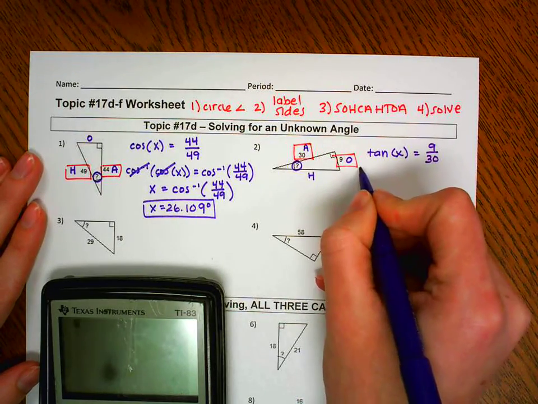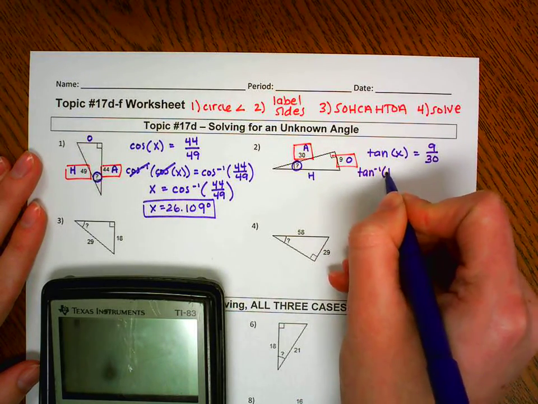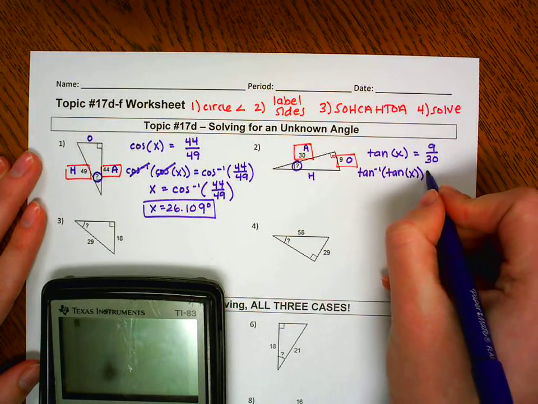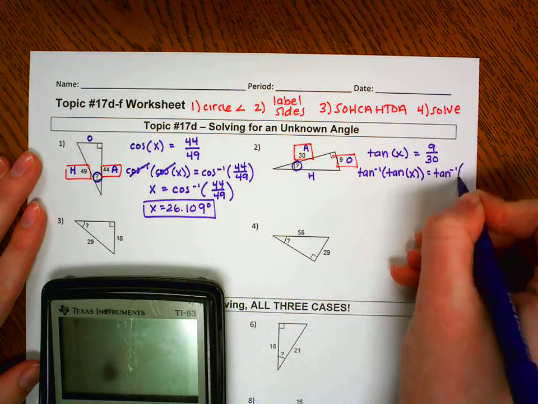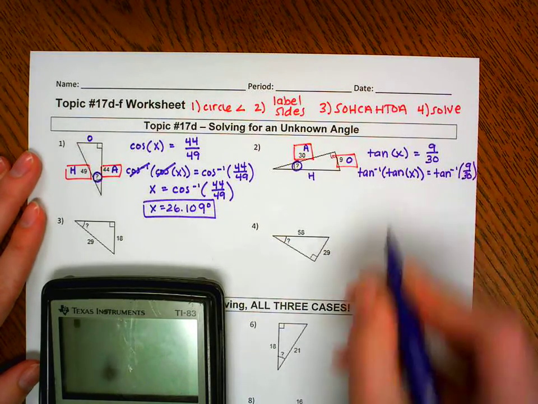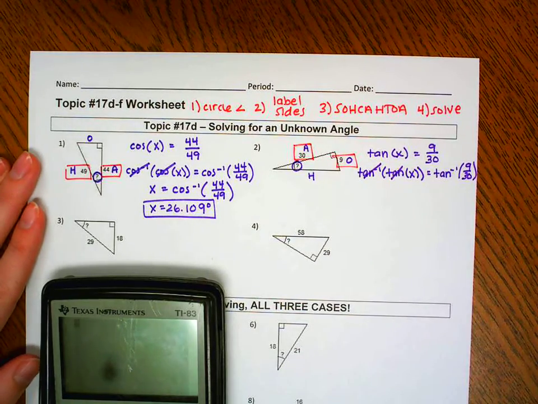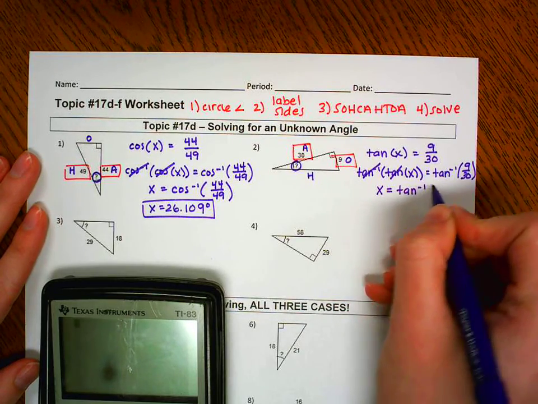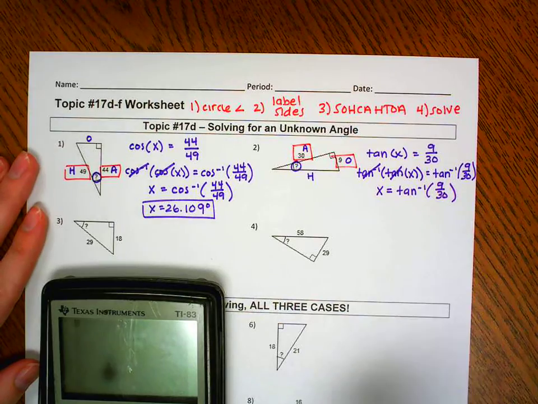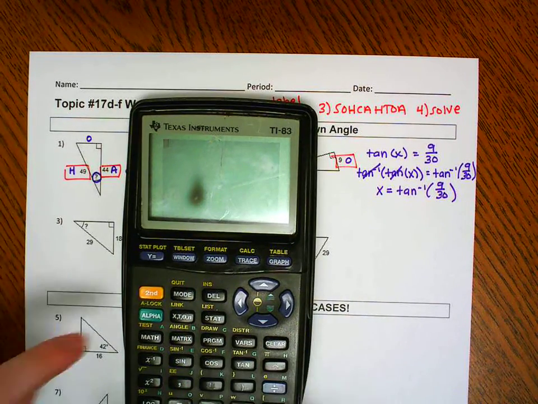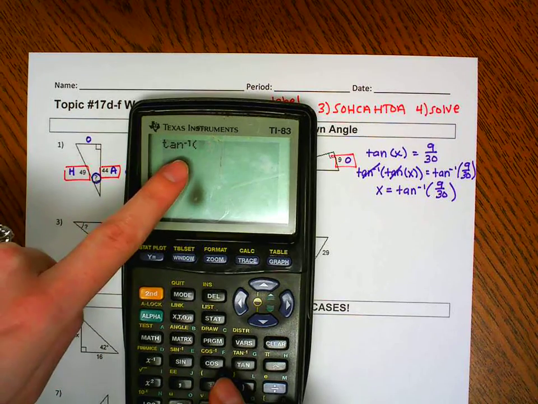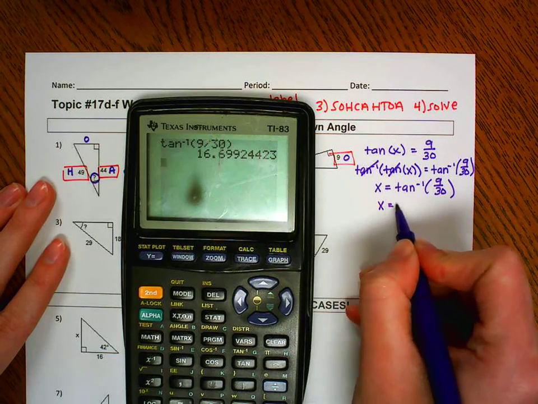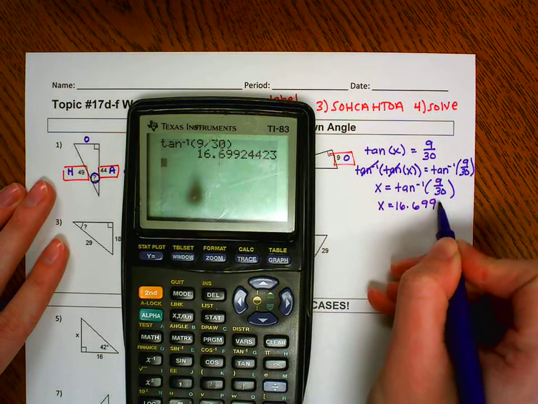Well, to undo tangent, we use tangent inverse. So I'm doing inverse to tangent. Whatever I do to one side, I have to do to the other side. Tangent and tangent inverse are inverse operations. They undo each other. So now I have x equals tan inverse of 9 over 30. Now I take my calculator back out. I do second tangent to get tangent inverse. 9 over 30. And that gives me x equals 16.699 degrees.